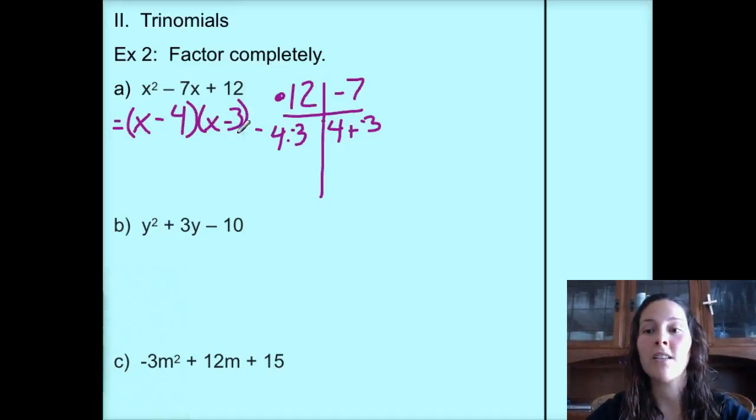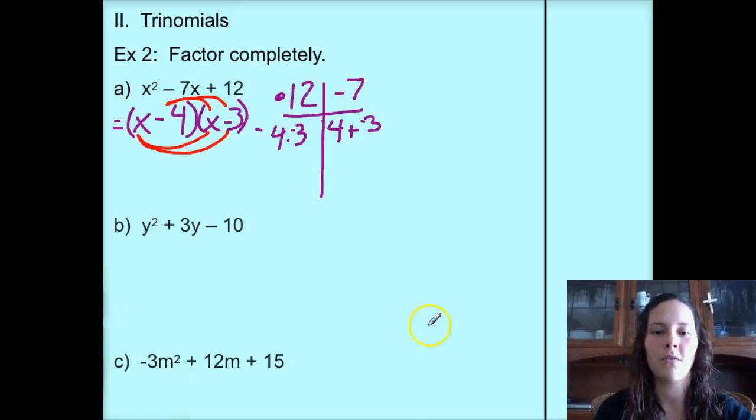So once we find the two numbers that work, we simply put them into our binomials. Again, for checking, there's no reason you should ever get factoring incorrect because you can always multiply to check your answer. X times x gives us that x squared. Negative 3x minus 4x is the negative 7x. And negative 4 times negative 3 is positive 12.